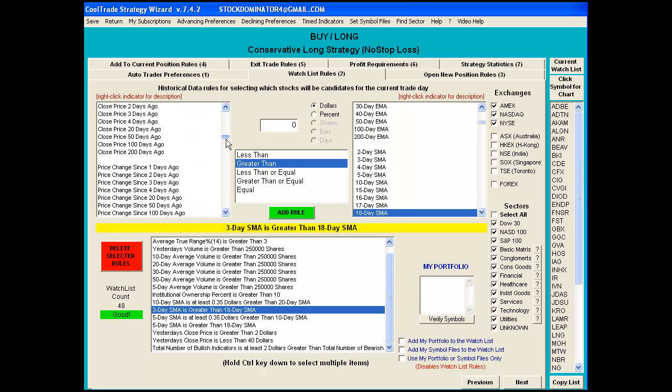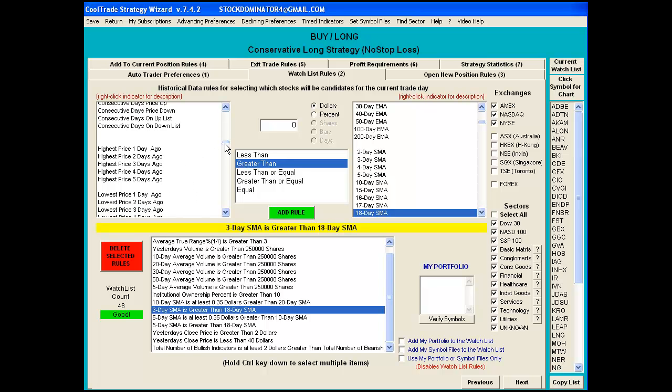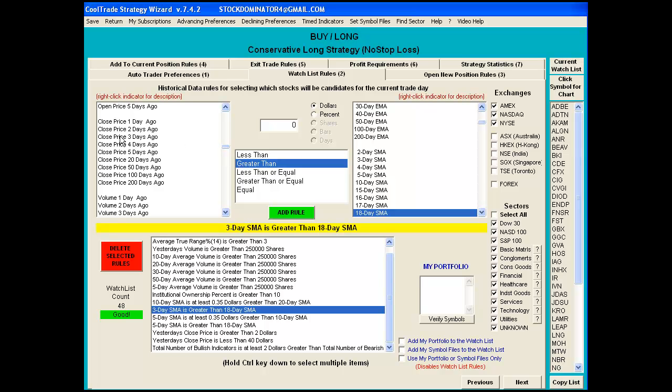And I'm just going to scroll through it a little quicker because there's quite a bit of indicators here. Consecutive days up, consecutive days down. And basically, when you create these rules, it's close price 1 day ago in comparison to the close price maybe 20 days ago, or 5 days ago versus 100 days ago.